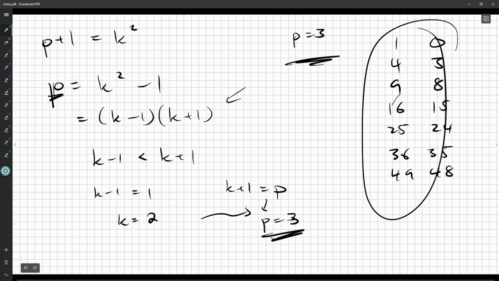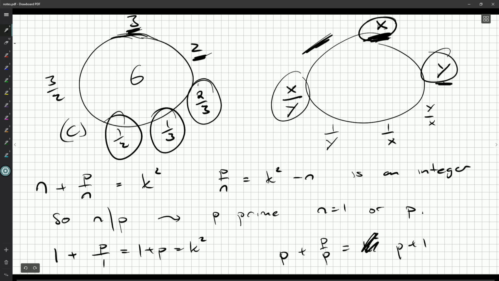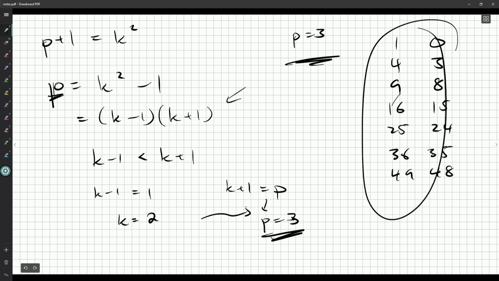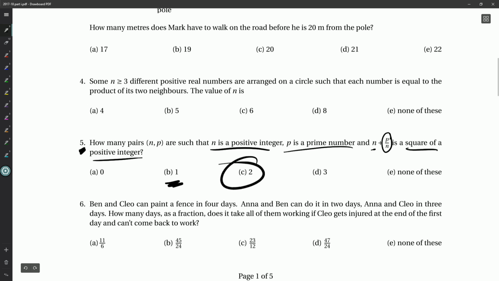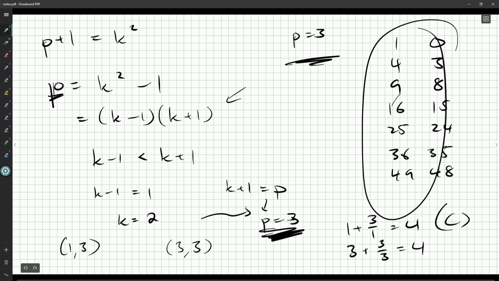So there's only one possible pair. Oh, no, hold on. If n is 1, p is 3, or if n is 3 and p is 3, both of those should work. So there's technically 2 pairs. Just because there's only one prime doesn't mean there's only one pair. So 1 plus 3 over 1 is 4, but 3 plus 3 over 3 is also 4. Got to be careful with that. Otherwise, we would have circled B when, in fact, the answer is C.